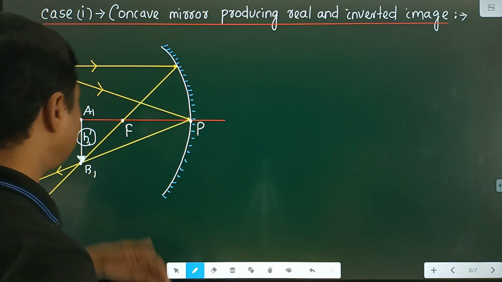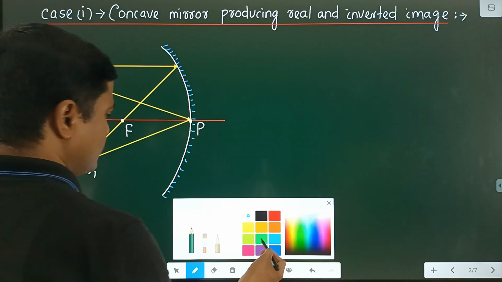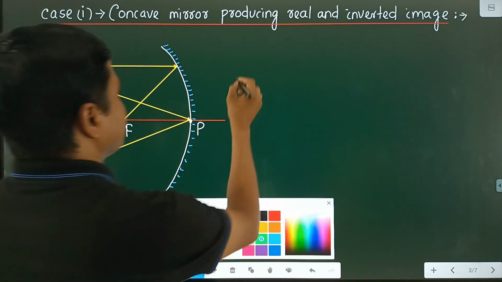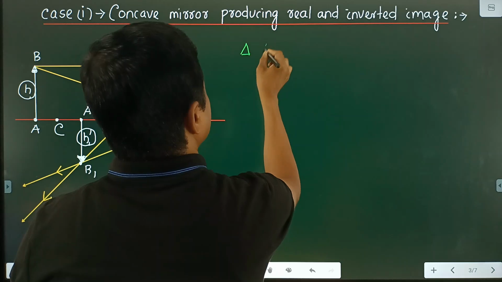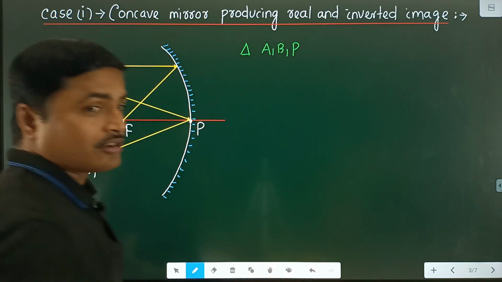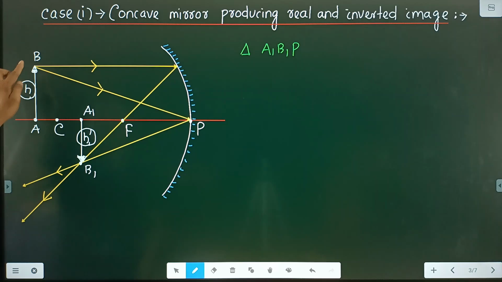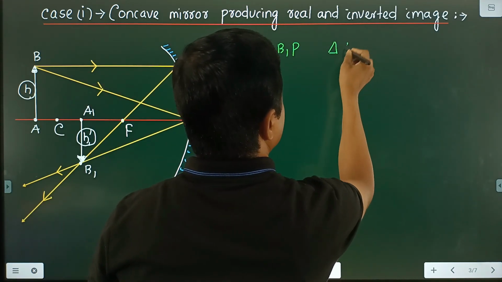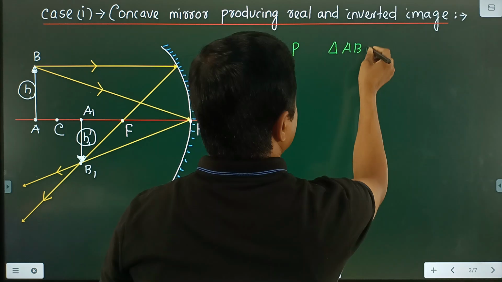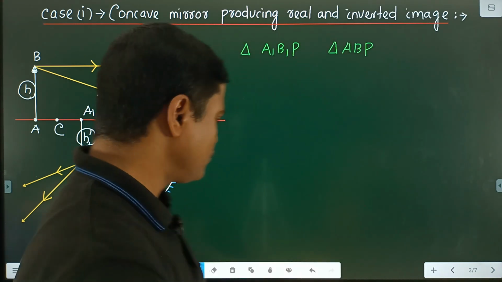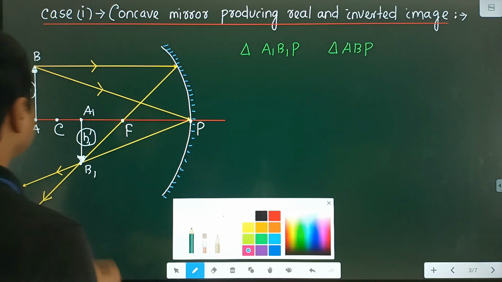Now, look at the figure. Here two triangles are there. The first triangle is A1, B1, P, we write triangle A1, B1, P. Another triangle is there, that is triangle A, B, P. Now I compare these two triangles. We compare these two triangles and look at the figure.